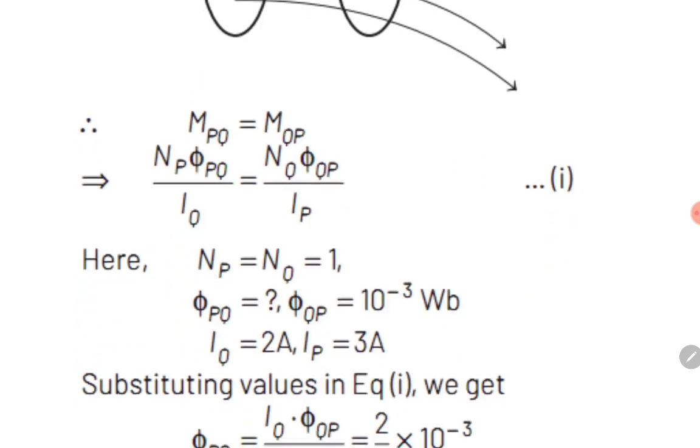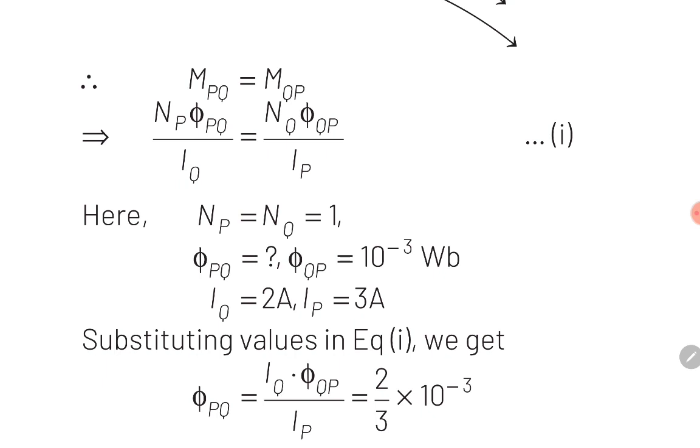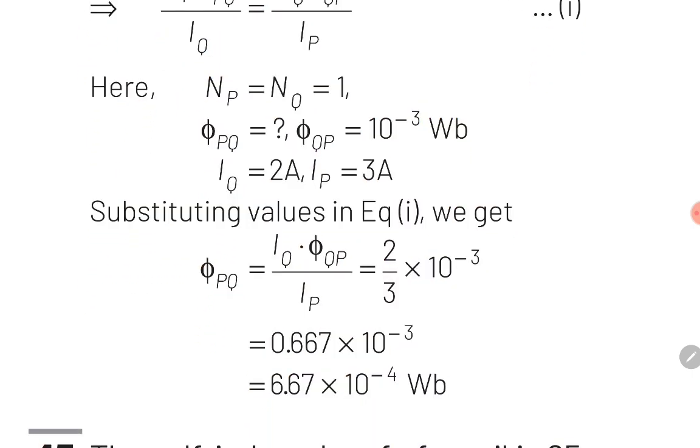Now guys, after forming this equation we will just substitute the values. Number of turns of P and Q are equal to 1. Flux in coil Q is equal to 10 raised to minus 3 Weber. Current in coil Q is 2 amperes and current in coil P is 3 amperes. Guys, after substituting all of these values, we'll obtain the flux through coil P as equal to 6.67 into 10 raised to minus 4 Weber, which is our final answer. So with this, we have completed this question. Now let's move ahead to the next slide.